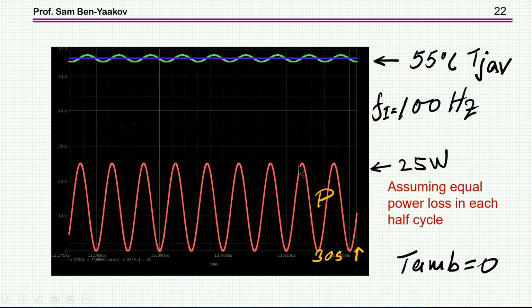Let's have a look at it here. This is the power dissipation. This is the average, 55. And then here is the ripple in the actual system. I'm assuming here that the power loss in each half cycle of the phase current is the same. As I've said, this is incorrect, so you have to correct for it in any particular case. So this is a very simplified example.